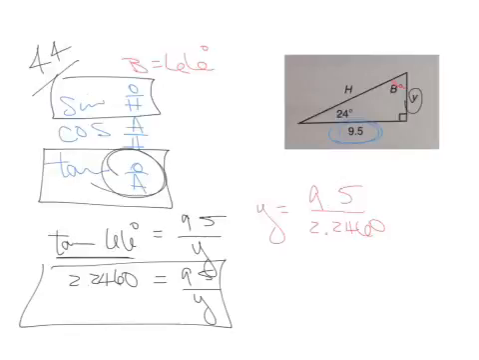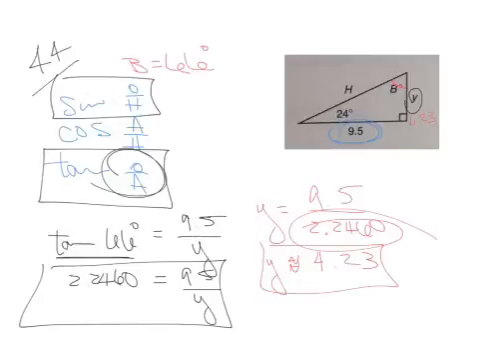And now we have 9.5 divided by 2.2460. And therefore your y is equal to 4.23. So the length of y is approximately 4.23. And I said approximately, so make me little squiggles there, because we rounded this number, the tangent of 66. That is an unending decimal, so that makes your answer a little bit off.